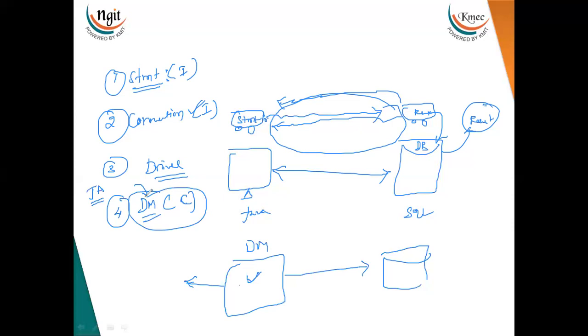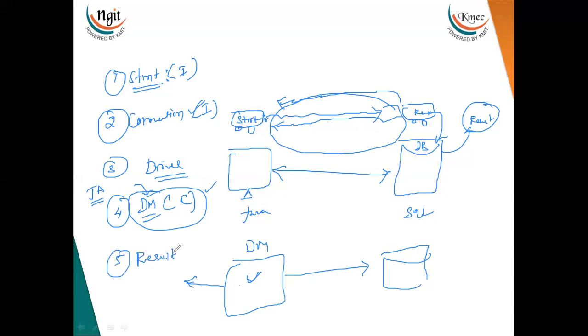Whenever we send a request, it will match whether the requested driver is available or not. If it is available, it provides the driver. Otherwise, it sends the negative acknowledgement to the Java application. That is the purpose of the Driver interface. Then the DriverManager class. Then coming to the ResultSet class.